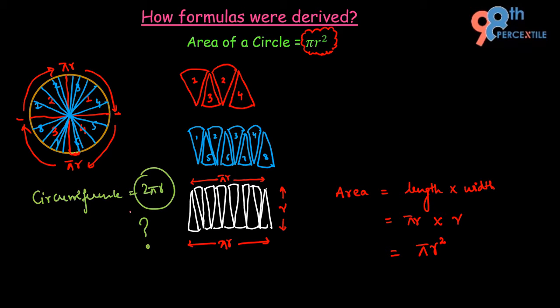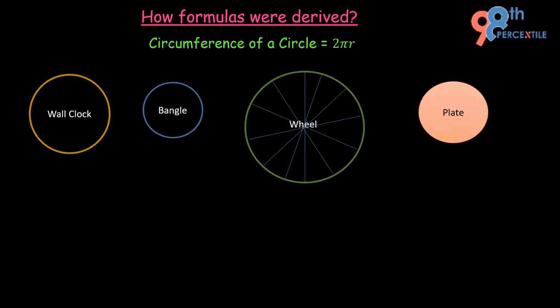So you might be having a question: why is the circumference of a circle 2 pi r? That is what we are going to learn in this video. In order to explain that, I need your help. I want all of you to pause this video for a while and collect some circular objects at your home. It can be a bangle, wall clock, plate, a bottle cap, or any circular object. When you do that, then resume the video.